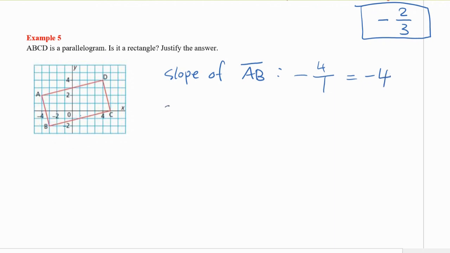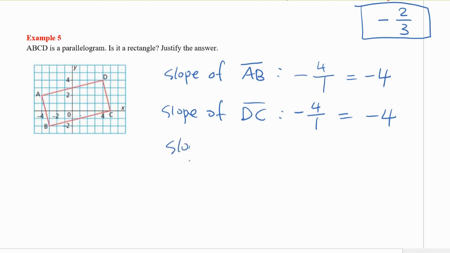And slope of DC. So we know that this is a parallelogram, so this one should be parallel to AB. But just to make sure, let's find the slope. Again, run is 1, rise is 4, and it's going down. It's 4 over 1. Since it's going down, negative. So negative 4. So they have the same slope.